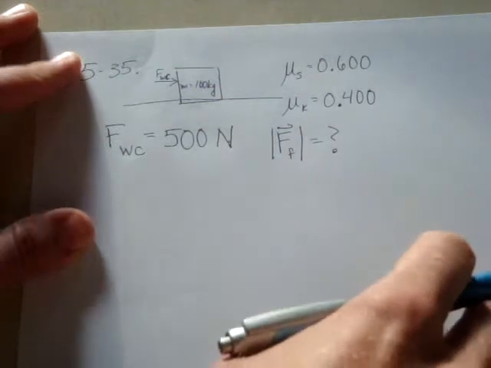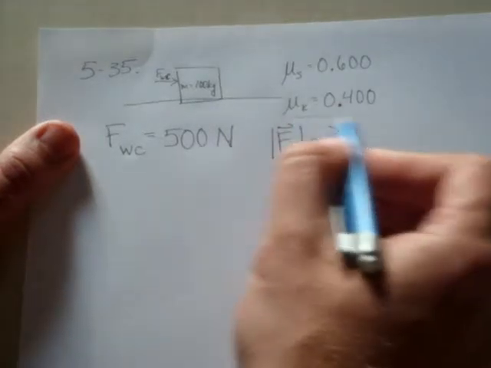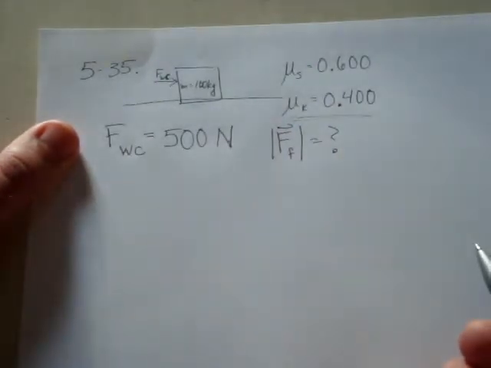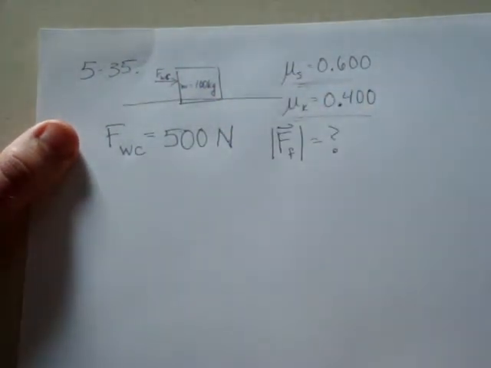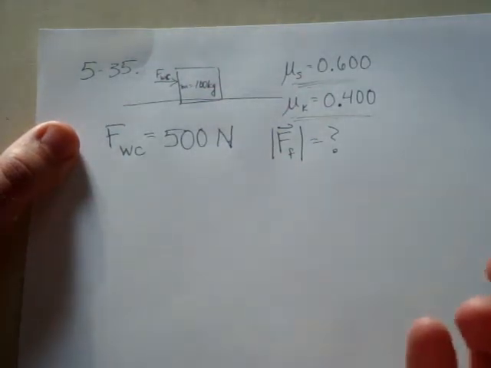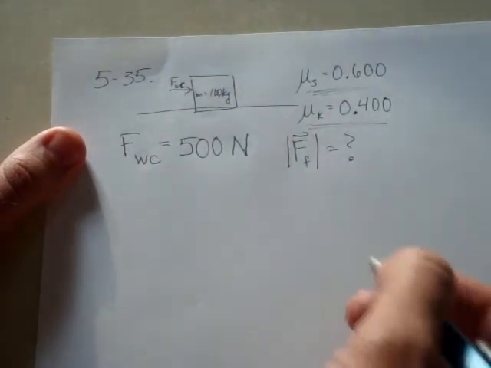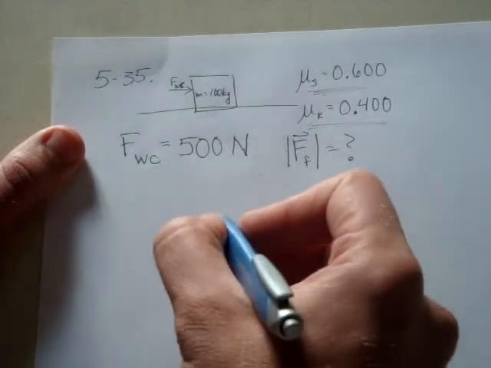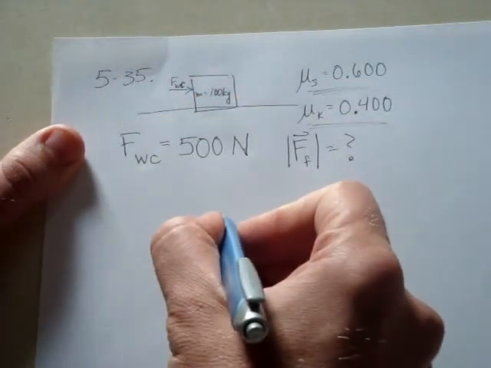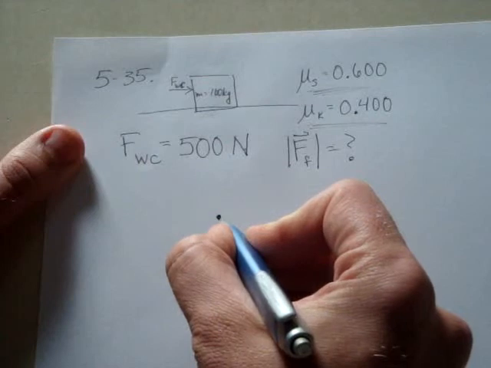Well, you might ask yourself, I can't find the magnitude of the frictional force. I need to know whether or not it is moving, because if it's moving, then I would use the coefficient of kinetic friction, but if it's not moving, then I would use the coefficient of static friction. So what are we supposed to do? Well, you might guess what my first step will be, and that is to draw a force diagram to look at what are the forces acting on this and the relative magnitudes of those forces.